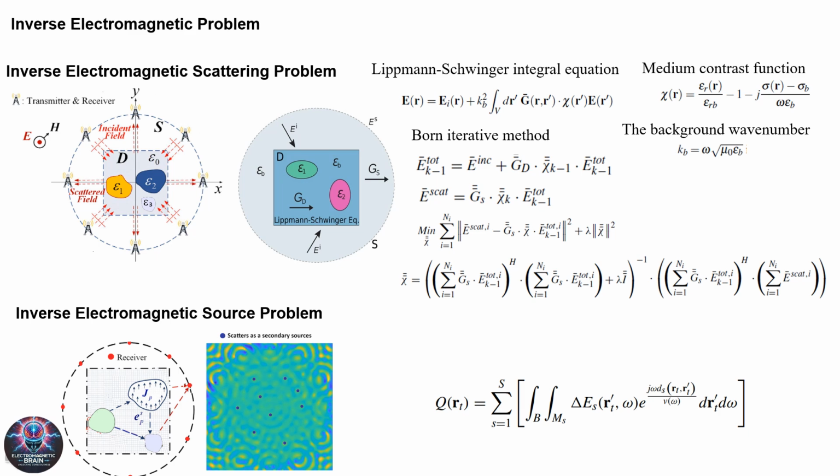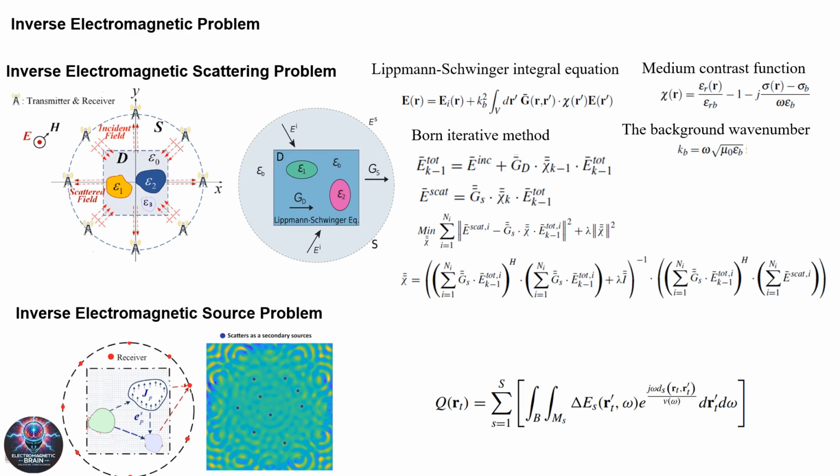In scattering theory, the problem is described by the Lippmann-Schwinger integral equation, which relates the total field to the incident and scattered fields. The scattered field is expressed as the integral of the source, Green's function, and contrast function, which forms our forward model. To solve this problem, we employ an iterative method that utilizes the Born approximation at each step.